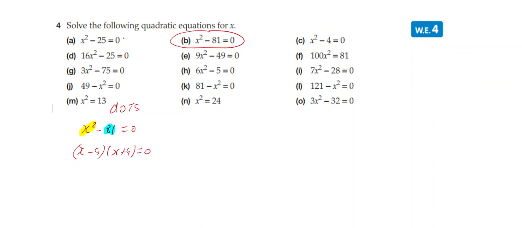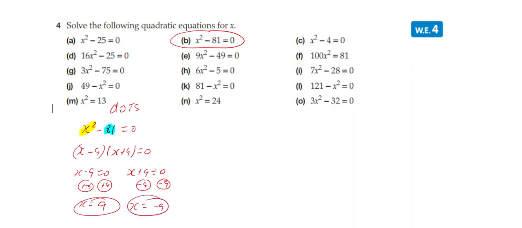Now, I then apply the null factor law, because I know that the null factor law states that if I've got something times something equals 0, either the first something equals 0 or the second something equals 0. So I'm just going to solve for each of them. I can plus 9 on both sides, so I get x equals positive 9, or subtract 9 off both sides, I get x equals negative 9. So I've got two solutions.